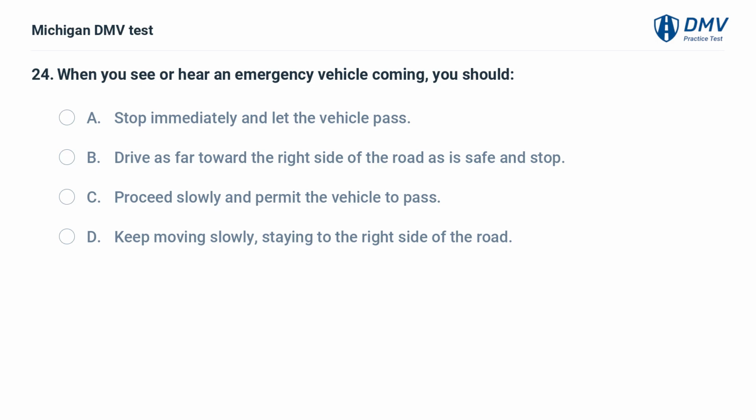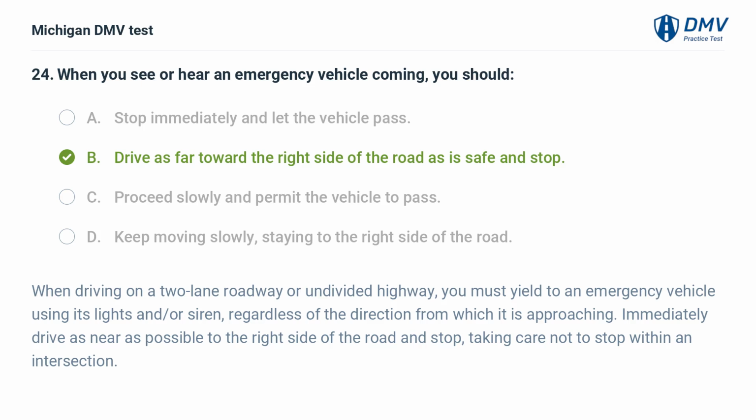When you see or hear an emergency vehicle coming, you should A. Stop immediately and let the vehicle pass. B. Drive as far toward the right side of the road as is safe and stop. C. Proceed slowly and permit the vehicle to pass. D. Keep moving slowly, staying to the right side of the road.